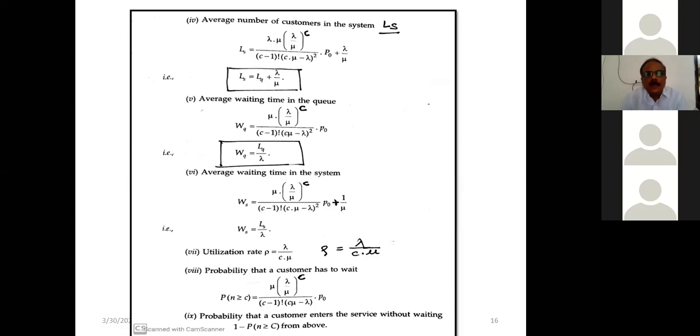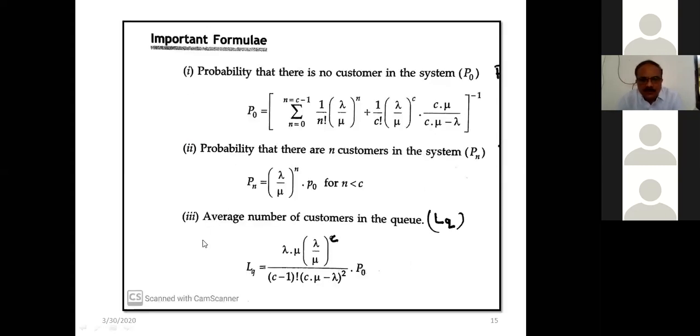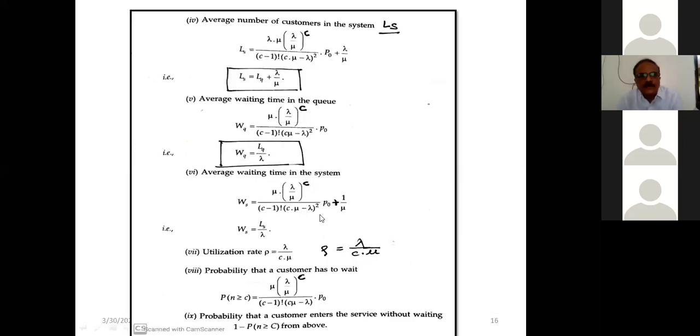Likewise, the fourth measure of this model is the average number of customers in the system. Once you remember the formula for LQ, the formula for LS is easy to remember: LS is equal to LQ plus lambda by mu. That's why I suggest you remember this particular formula. But the actual formula is this one, which is nothing but the LQ value plus lambda by mu.